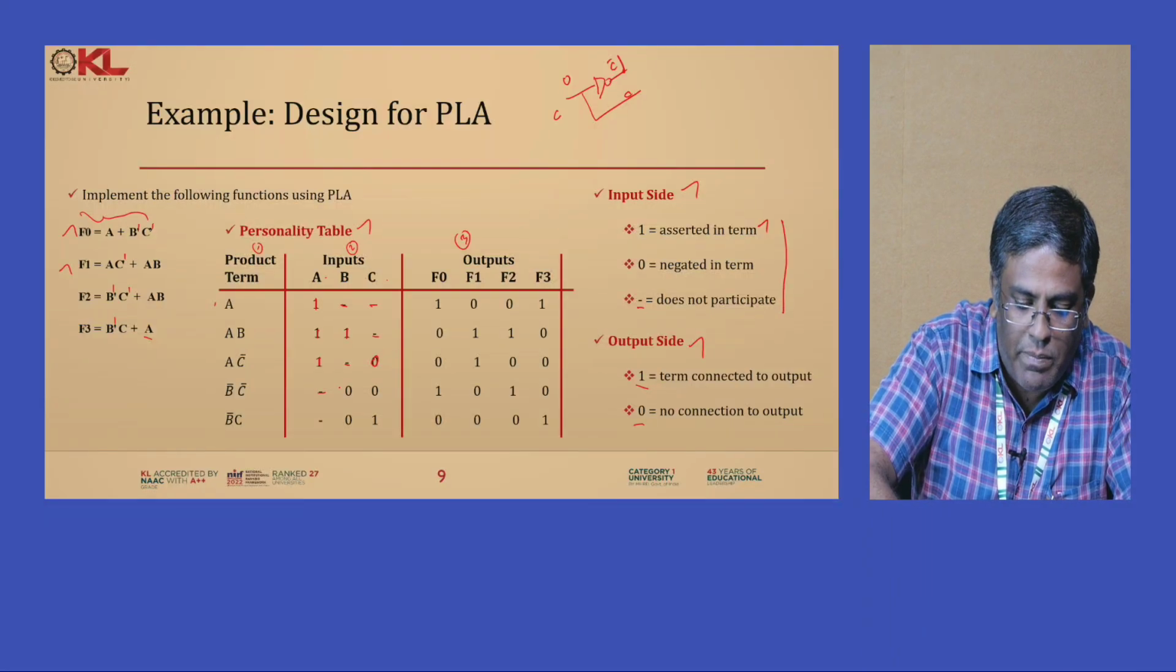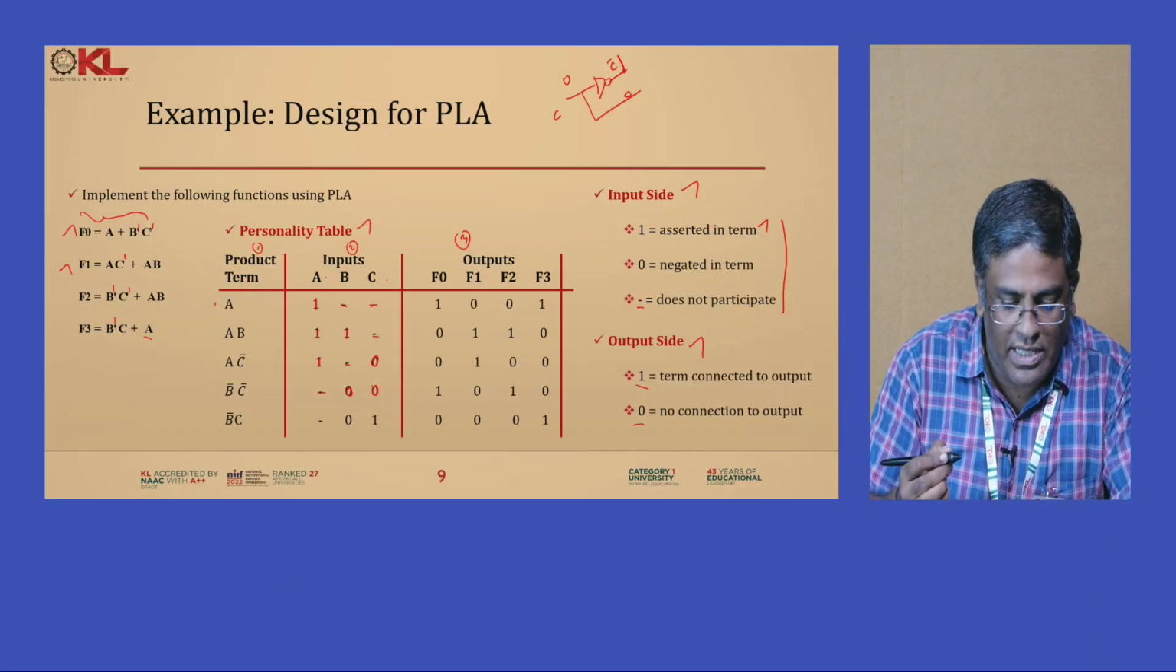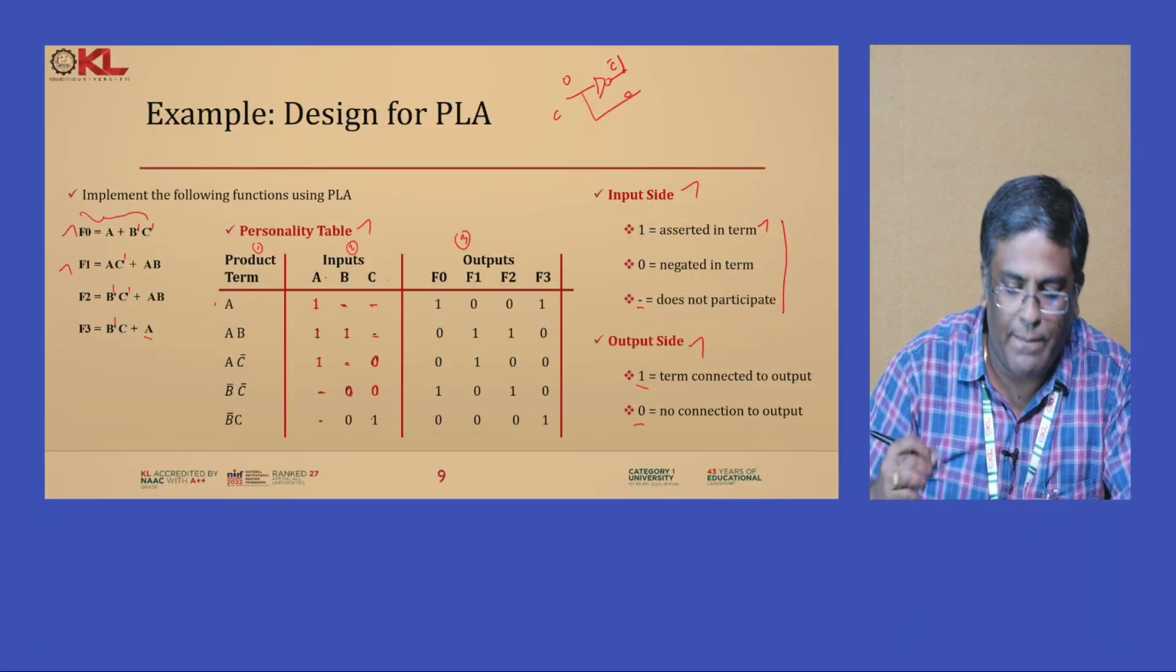So what does it mean, B bar? It's not B, it's B bar, so we can write 0. It's not C, it is C bar, so I will write 0 for this. Same way we can write for B bar C, like hyphen 0 1.